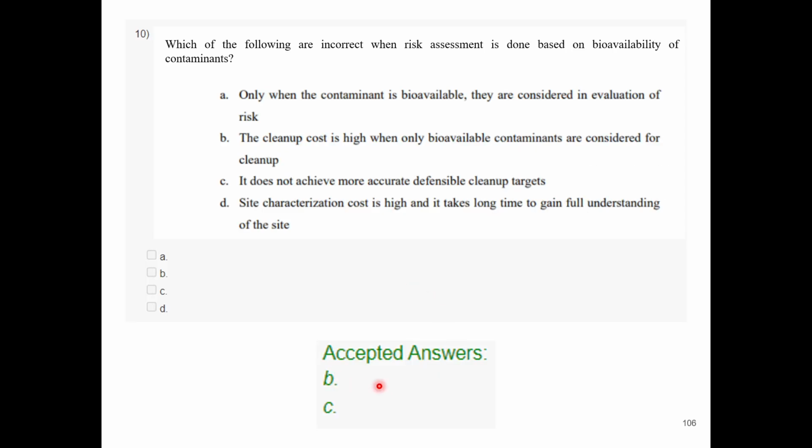As you can see, B, the cleanup cost is high when only bioavailable contaminants are considered for cleanup, and C, it does not achieve more accurate defensible cleanup targets. So these two options are the incorrect statements, and the correct answers for the question.